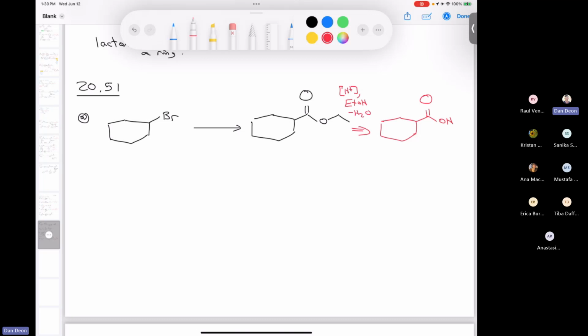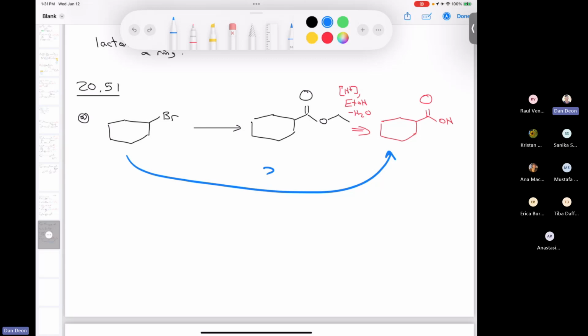So then the question becomes, how do I get from here to here? Did anybody come up with a strategy for this one? How to get from the bromocyclohexane to the cyclohexane carboxylic acid, where I have the question mark? Does anybody have a strategy for that one? There's a really important reaction that we've covered this semester that I think would be the best option to make that carboxylic acid. Anybody? No? Okay. Well, I think the best way to do it would be using a Grignard.